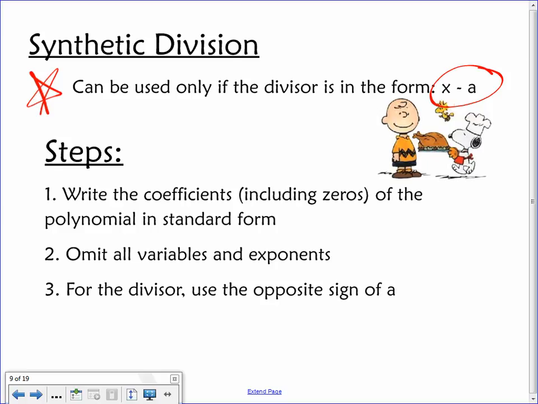It changes it. So basically only if these two are the same. So it has to be x and then a number. That's all it has to be. Like, it can be positive. It can be positive. All right, so here we go.